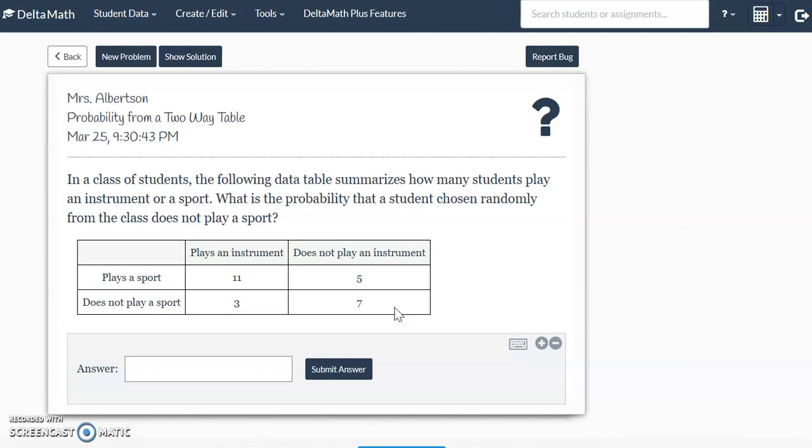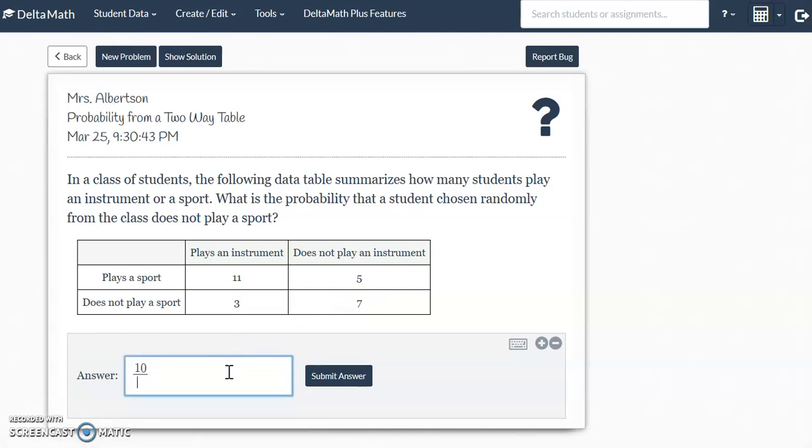All right, so for this question, this table is showing us students playing sport or instrument. So what's the probability that a student chosen randomly does not play a sport? Okay, so does not play a sport. So we have 10 kids that do not play a sport. So I'm going to say that my answer is 10 over, and I just use the fraction bar, the slash, 26, because 10 out of 26 kids do not play a sport.